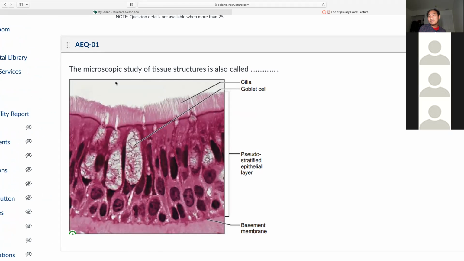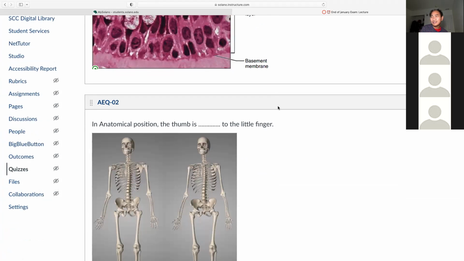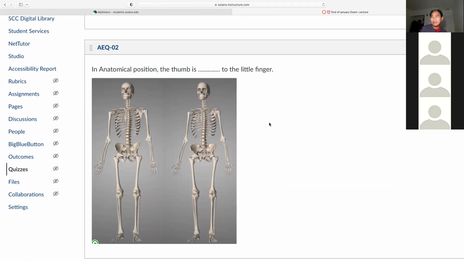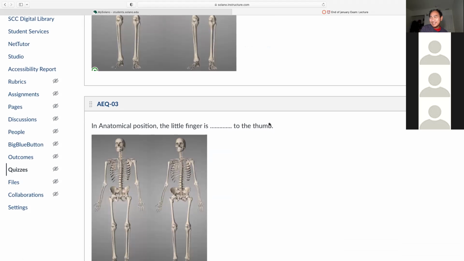So the microscopic study of tissue structure is also called, what is that? Histology? Histology, perfect. Here, in anatomical position, the term is to the little finger. Lateral? Lateral. You are scoring 100%.